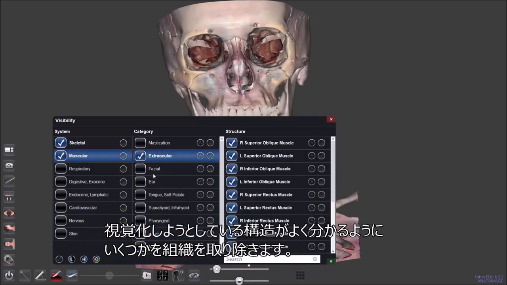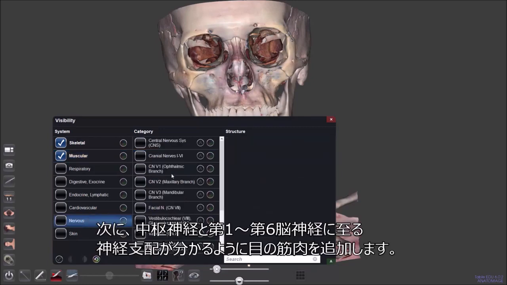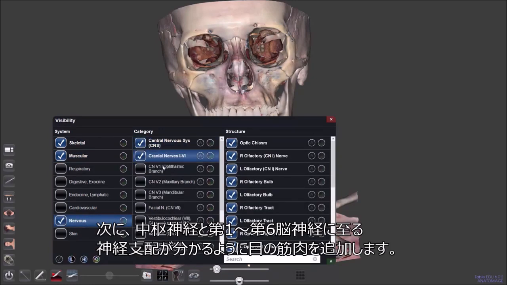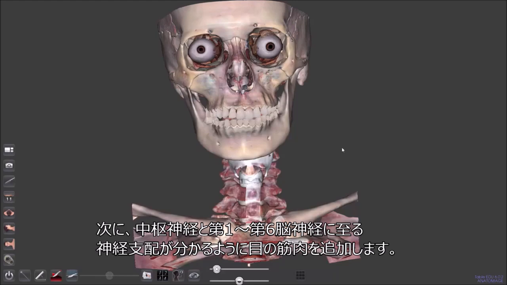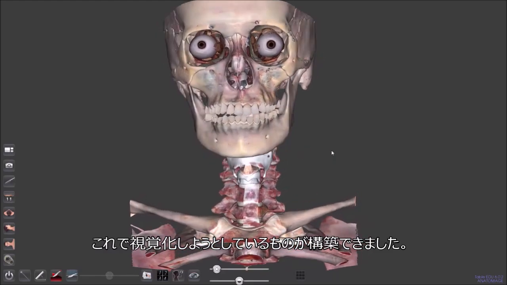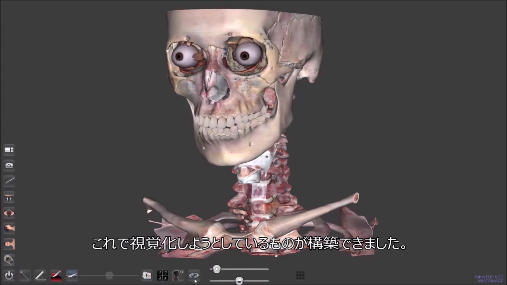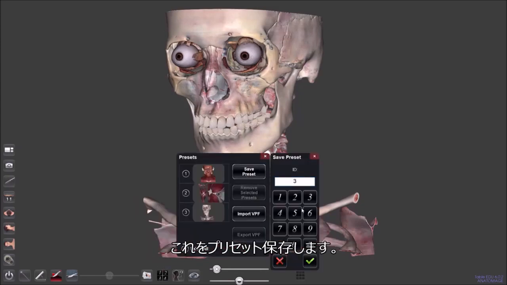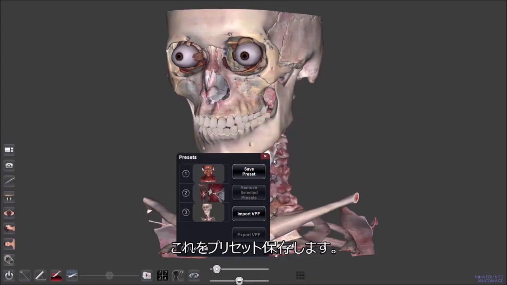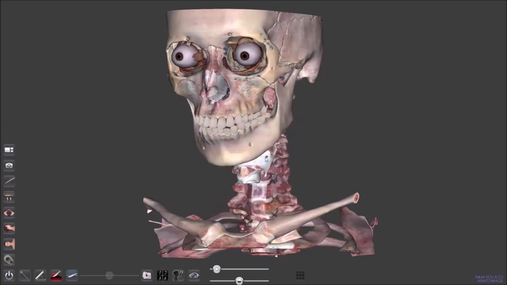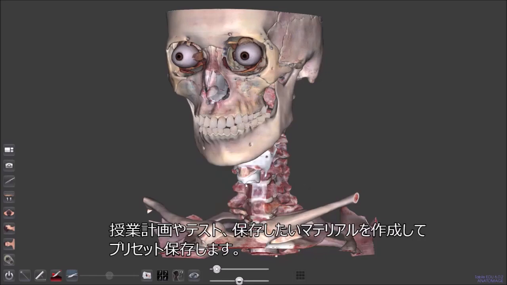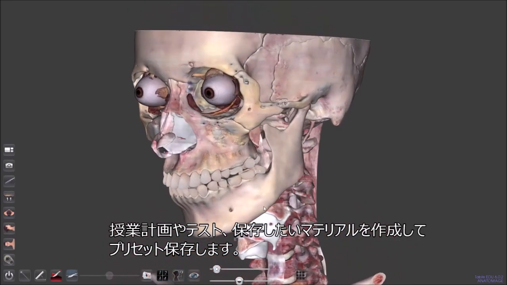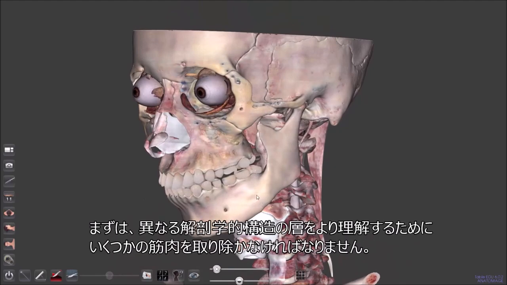Next, I want to bring in the extraocular muscles of the eye that we want to show the nerve innervation of, as well as the CNS and cranial nerves 1 through 6. As well, we'll also want to be able to bring in the eyes for a reference point. So now that we've built what we're trying to visualize, I'm going to save this as a preset. We use presets as a way to build lesson plans, build quizzes, build any material that you would want to essentially save and come back to at a later time. And so while we're building this, we're going to be saving presets at every step that we go through.